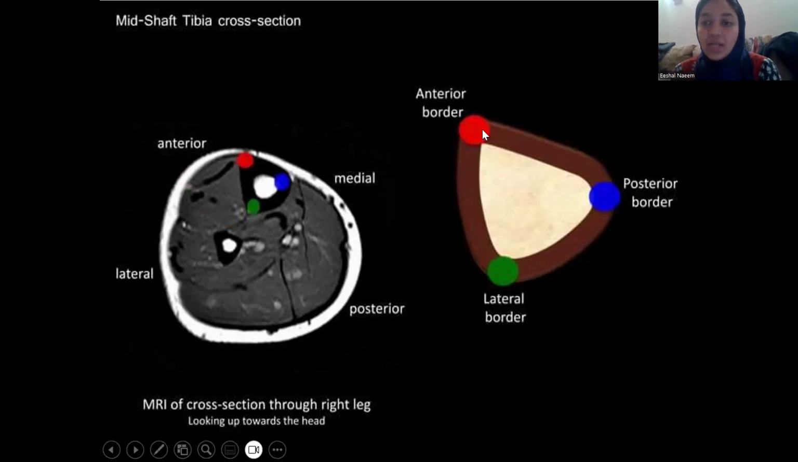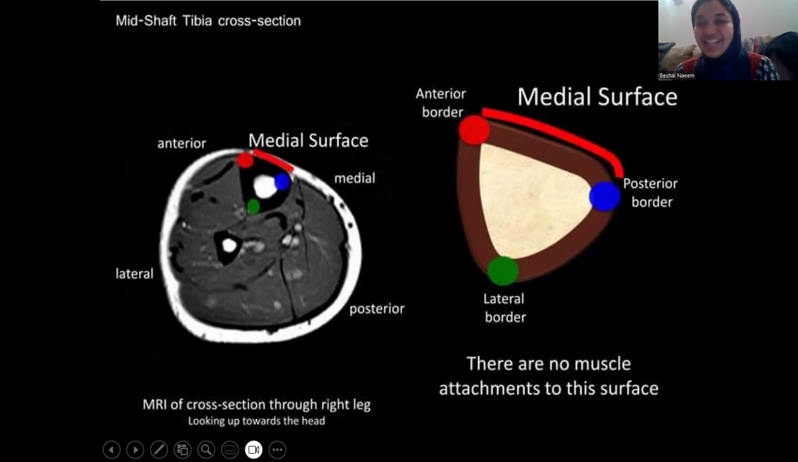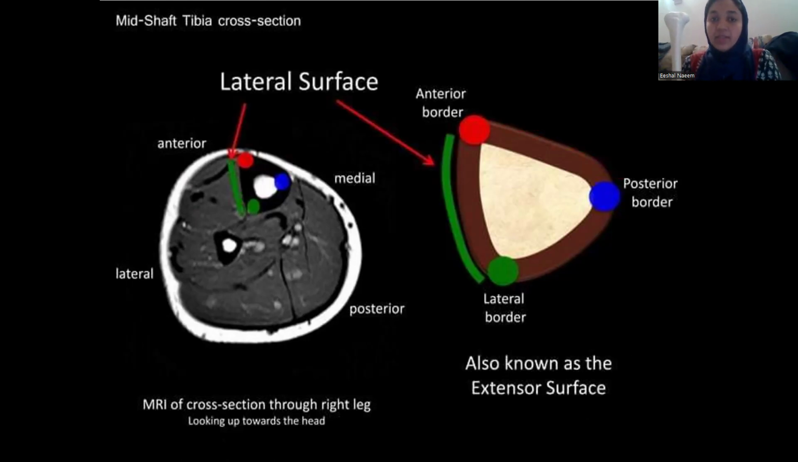Moving on, we can see that there's an anterior border, posterior border, lateral border. Since we have three borders, I told you whenever you have three borders, you have how many surfaces? Three. So we have a medial surface which is present between the anterior border and the medial border. So this is the medial surface. Then we have the lateral surface, which is present between the anterior border and the lateral border or the interosseous border. So this is the lateral surface, which is also known as the extensor surface.